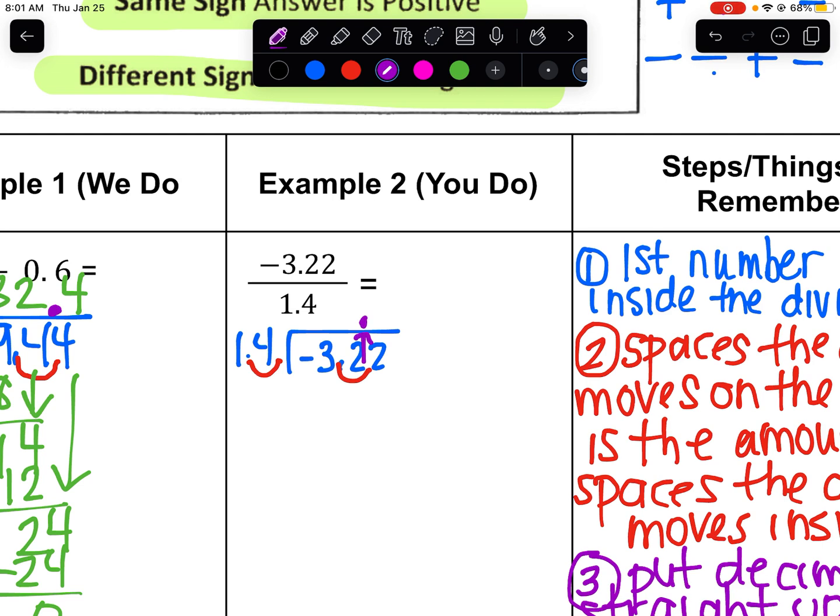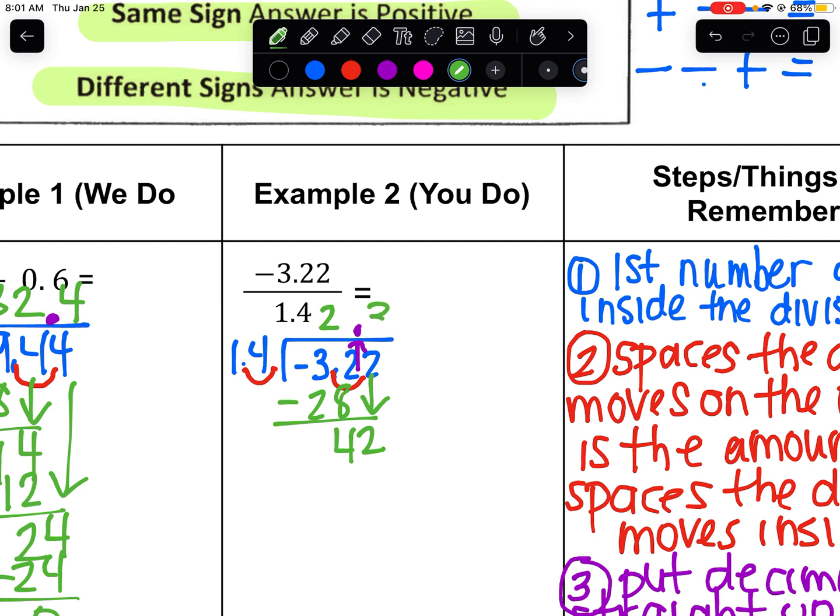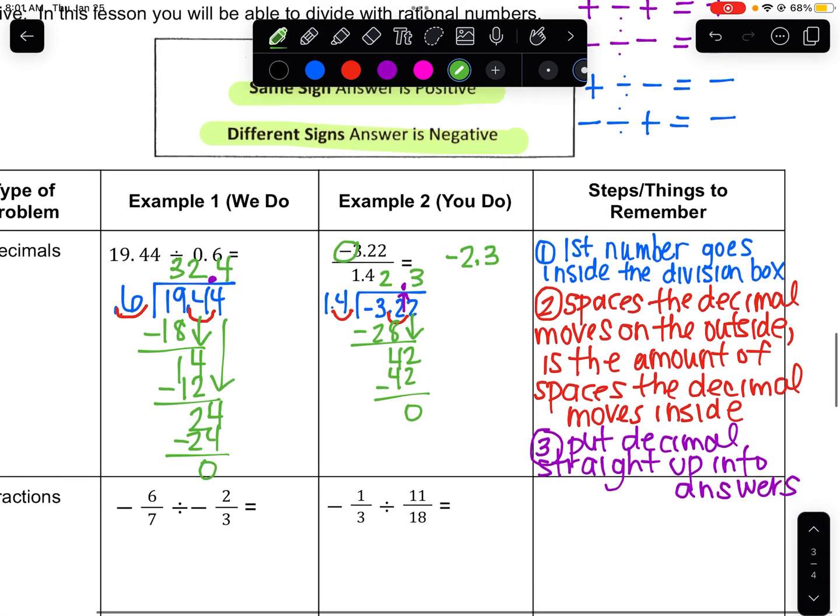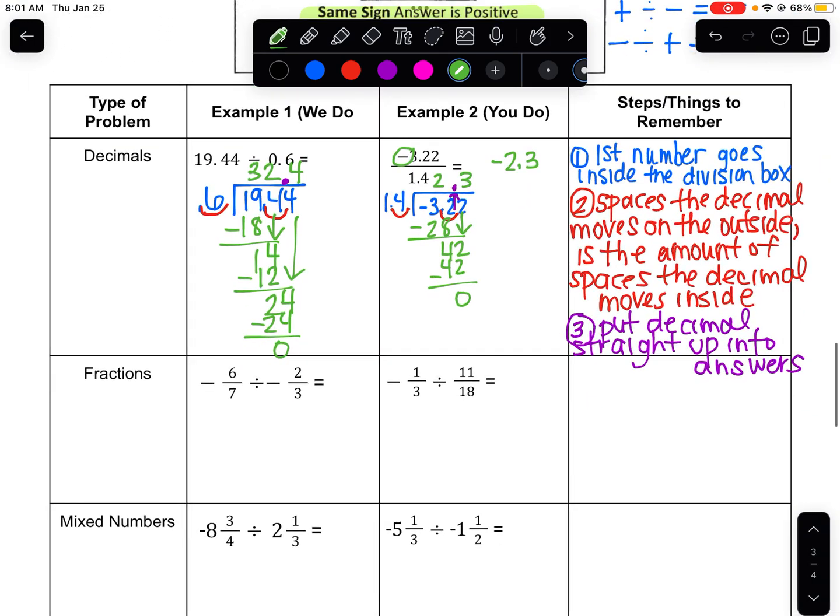So now you should have been dividing by 14. 14 goes into 32 twice because 14 times 2 is 28. When I subtract, there are 4 left over, and I bring my 2 down. And 14 goes into 42 3 times, evenly. Now what we have to watch is there was 1 negative number, so our final answer is negative 2.3. All right, let's take a look at fractions.